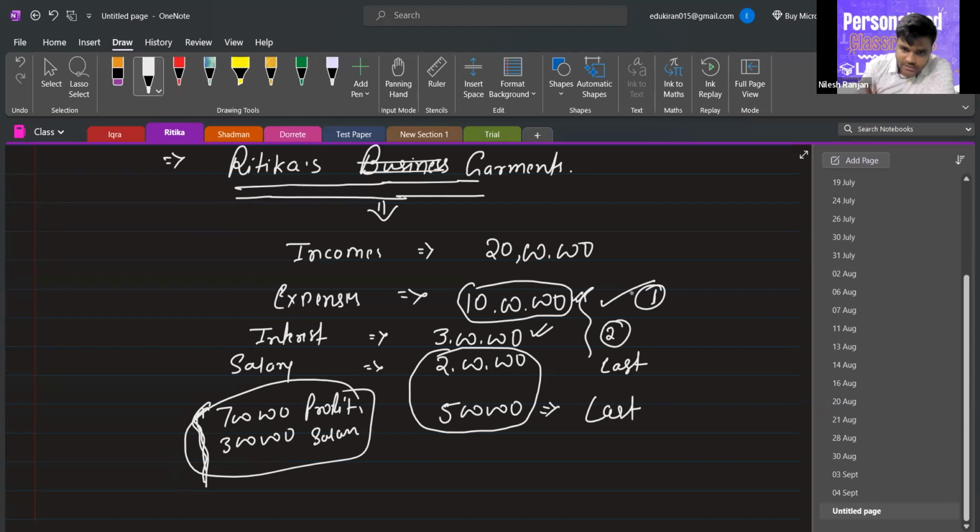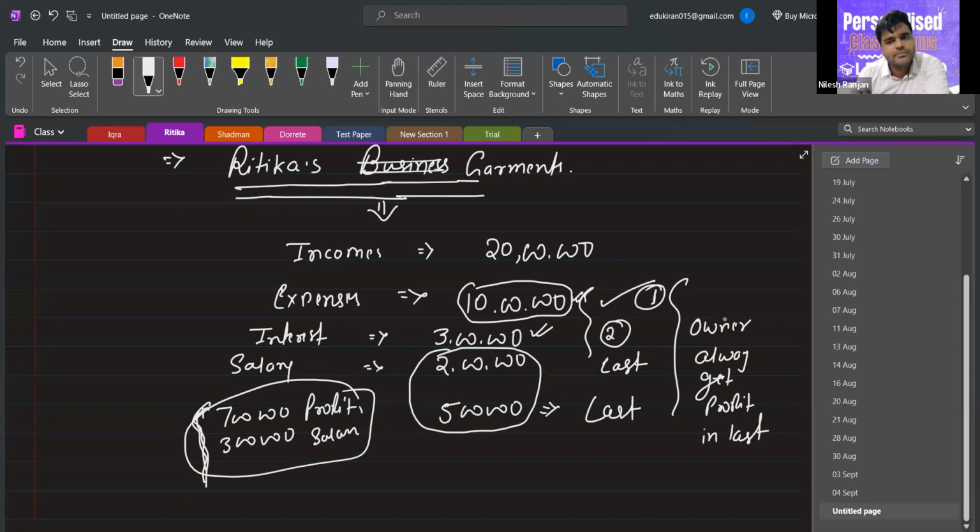Now, there is two concepts here. That owner always gets profit or anything in last. Yes or no? Yes, sir. This is the first concept in this example.